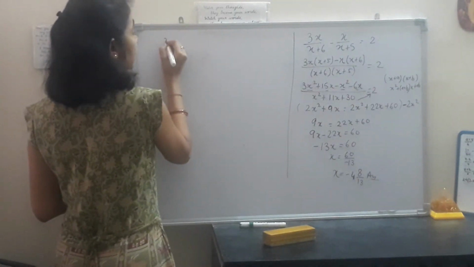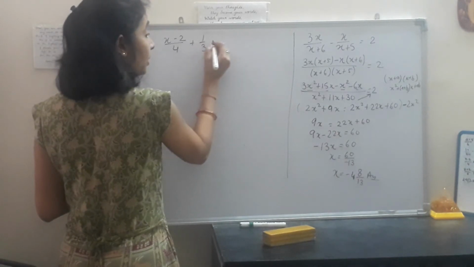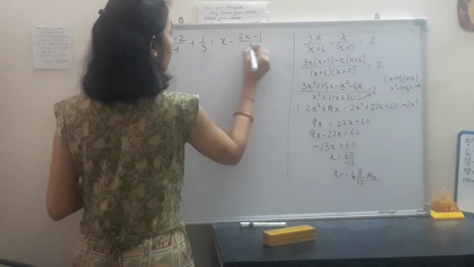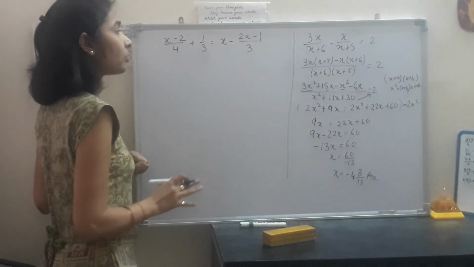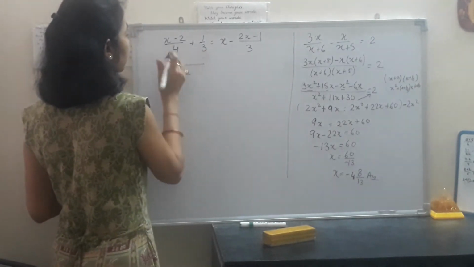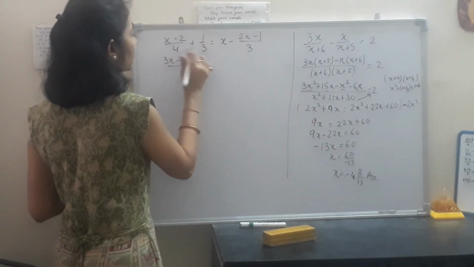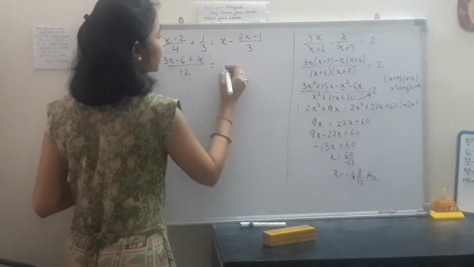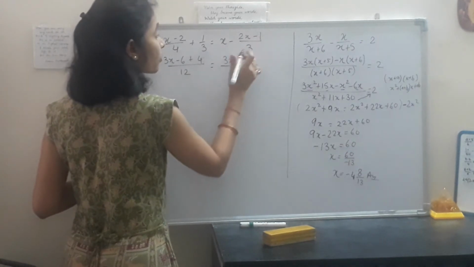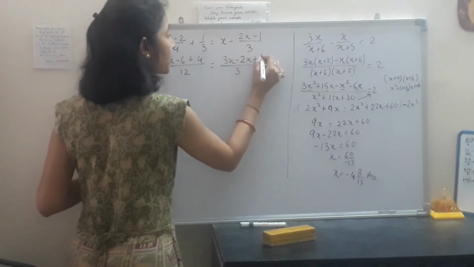The third example is (x minus 2) upon 4 plus 1 upon 3 is equal to x minus (2x minus 1) upon 3. Now first of all, taking LCM on both the sides. LCM for 4 and 3 is 12, so LCM 12. 3 will be multiplied here, so 3x minus 3 twos are 6 plus 1 into 4, is equal to, here also we will take the LCM, LCM is 3, so here we get 3x. Now this negative sign is common for both these, so minus into plus gives us minus 2x, and minus into minus gives us plus 1.